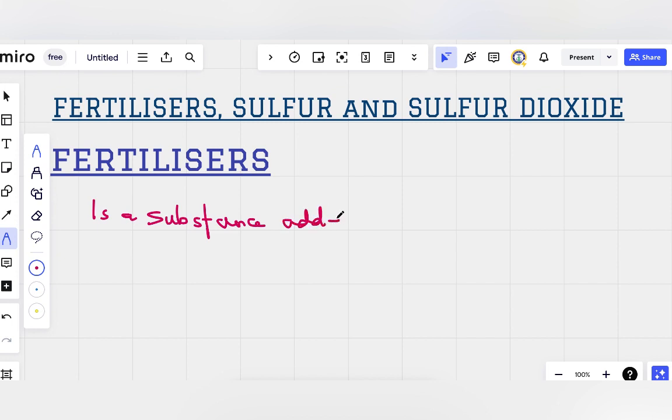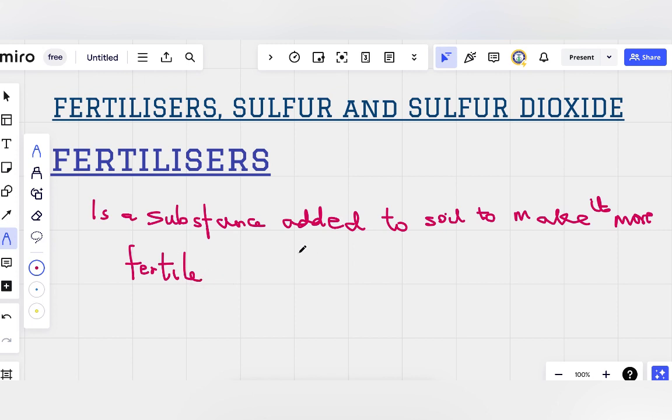A substance added to soil to improve the soil condition. So there are many words you can use. Added to soil to improve its condition. Added to soil to improve the soil's nutrients. You can say that. To make it more fertile, to make the soil more fertile, to make it more replenished, to add nutrients to the soil, to make the soil perform better, to make crops able to grow on the soil.